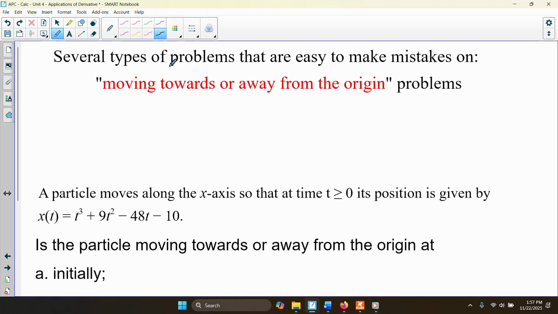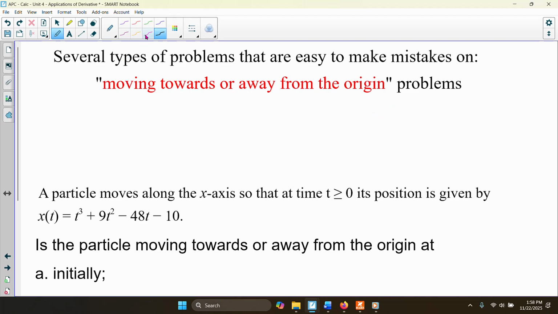Anyway, the kind of questions that we're going to go over is where the question asks: given some information, is the particle moving towards or away from the origin? Usually you're given a position function, and we'll do this example from beginning to end, and the question is whether the particle is moving away from the origin at a particular time.